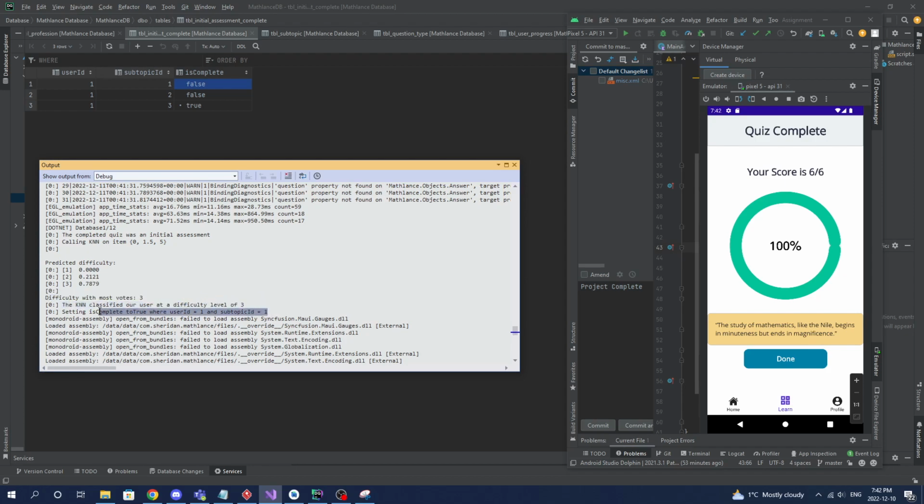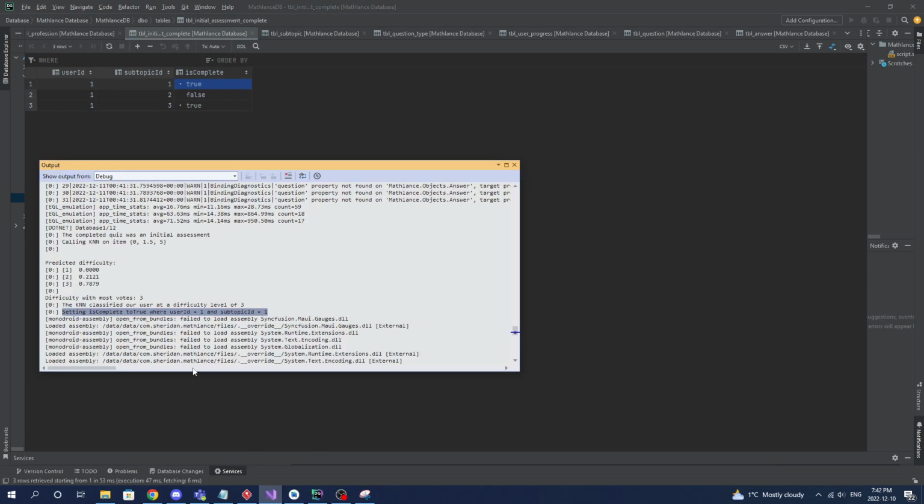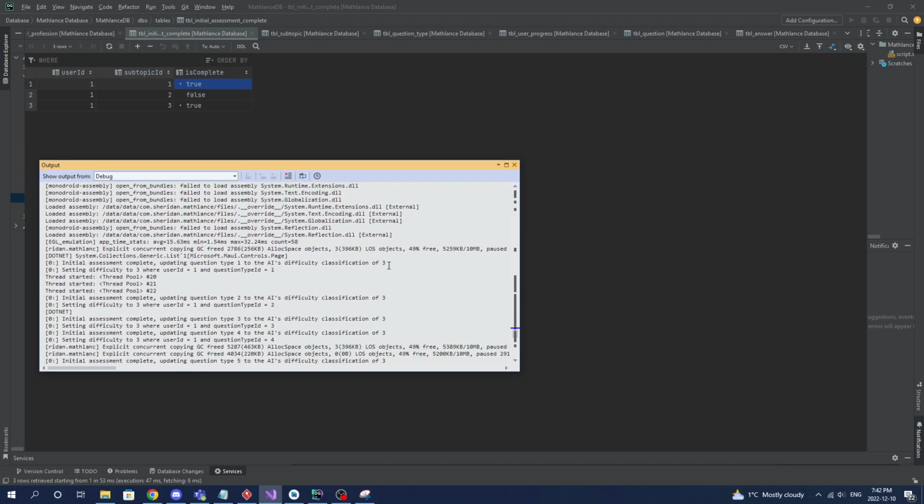Setting is complete to true, where user ID is 1, subtopic ID is 1. That means we want to say, okay, they completed the initial assessment. We need to change this flag to make sure that their next quiz is not an initial assessment. So if we update this, it should change to true. Perfect. And then what it'll do is it'll take this difficulty level of 3. And for the 6 question types that quiz tested on, we're going to change their difficulty level classification to 3.